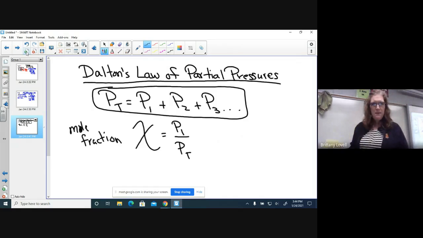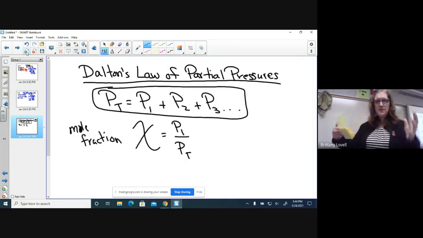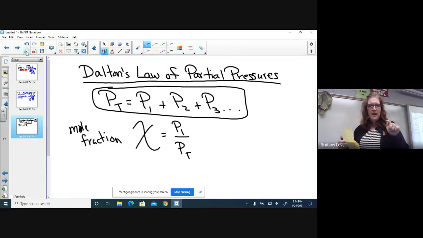So let's say that P1 was hydrogen gas, and in this particular system, you had hydrogen gas and ammonia gas. If I just wanted to know the pressure of the hydrogen gas alone, what's the chi of that? It would be P1 divided by PT. And that almost gives you a percentage. It's like if you got 10 out of 20 right on a quiz, you take 10 divided by 20, and that would give you 0.5. You would know that the amount you got right, those 10 points, is about 0.5 of what was available.